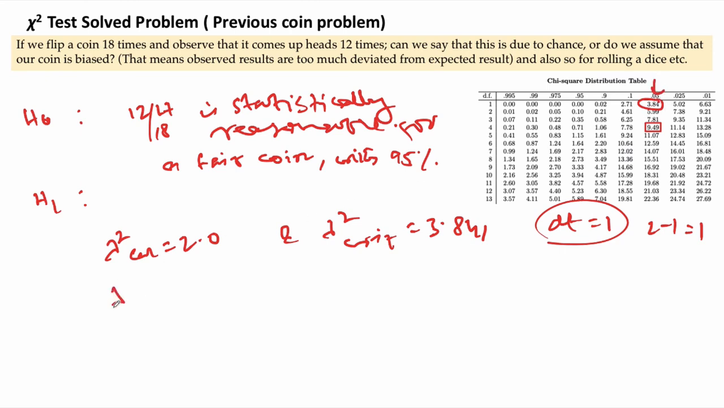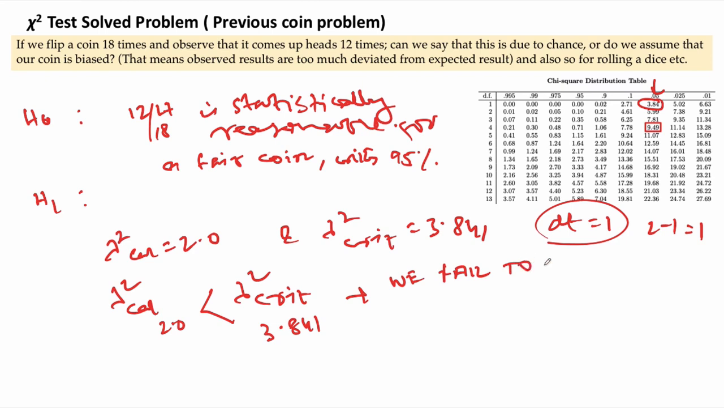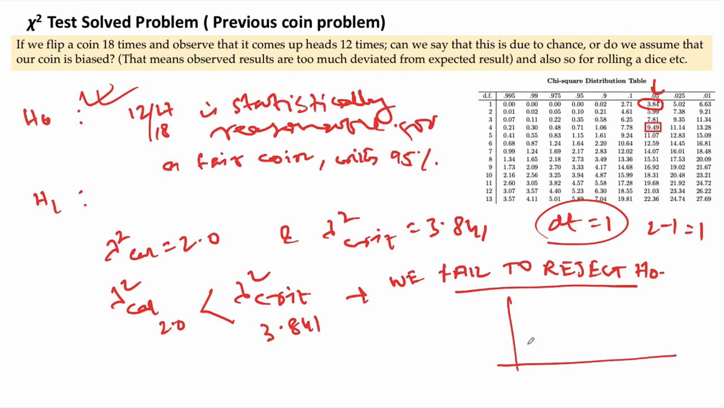Clear? Now we need to write like this: chi-square cal, chi-square critical, and we try to understand which is bigger than the other, which is higher. So this is the value 2, and this value is 3.841. So clearly I can say that the chi-square critical value is more than the chi-square cal value, correct? So that means in short we fail to reject the null hypothesis. That means we are accepting the null hypothesis.